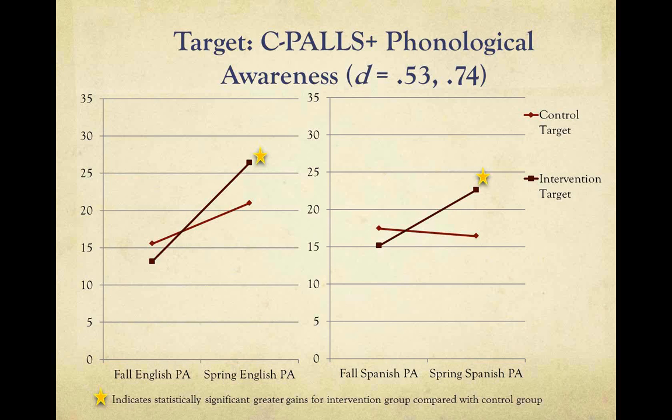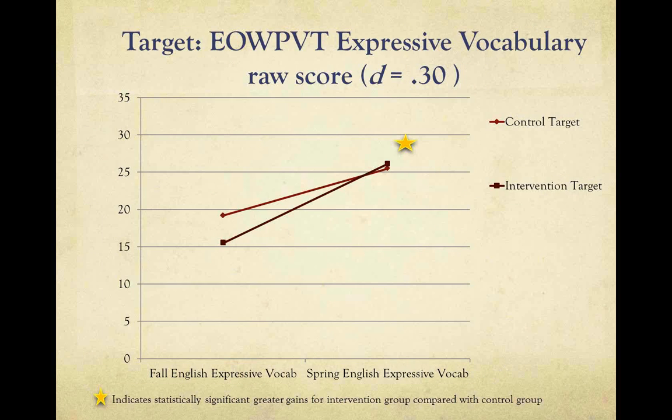The difference you may be thinking of is that for the formative assessment, which was done three times a year, which has mostly these results I'm showing you here, that was always with the CPALS Plus. This slide here, this expressive vocabulary with the EOW, this was also done at fall and spring. The difference is that this was not a formative assessment tool. This was an outcome tool to gauge the effectiveness of the study.